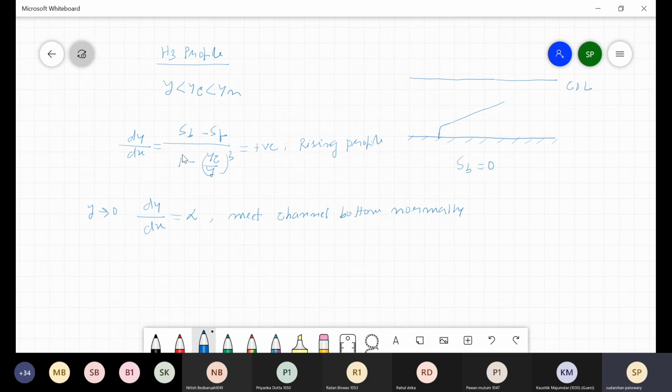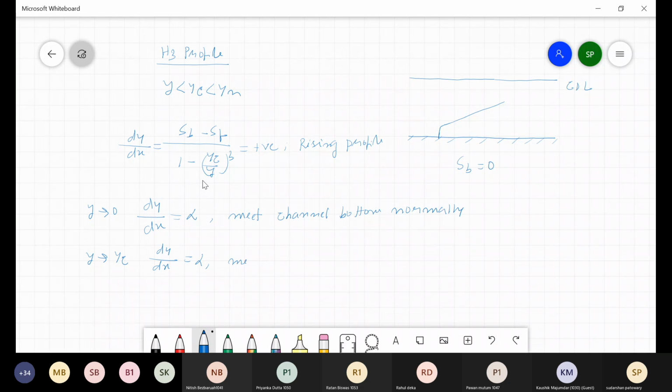Now at downstream, Y tends to what? YC, isn't it? So here dy by dx is equal to what? Y tends to YC. If Y tends to YC, then dy by dx is equal to what? Sir, minus SF. See, SB minus SF will be minus SF by 1 minus YC by Y, and Y is equal to YC. So 1 minus 1 is 0. Something divided by 0 is what? Sir, infinity.